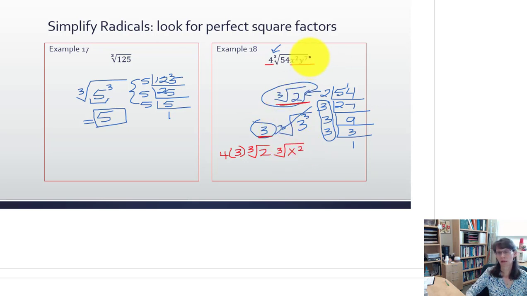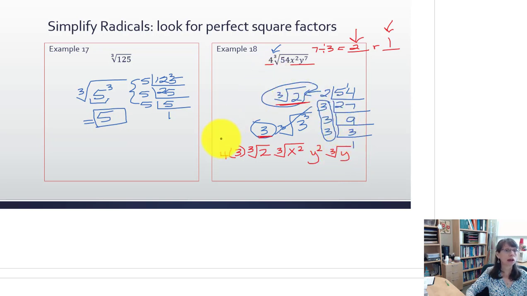However, 7 is a number that's 3 or larger. So to figure out how much of this base of y clears the radical and how much remains under the radical, I can simply take my exponent of 7 divided by the index of 3 to get 2 remainder 1. This number 2 tells me that the base of y clears the radical with an exponent of 2. However, this remainder is the exponent that belongs with the base of y that must remain under the radical. So I have 1 base of y remaining under that cube root.